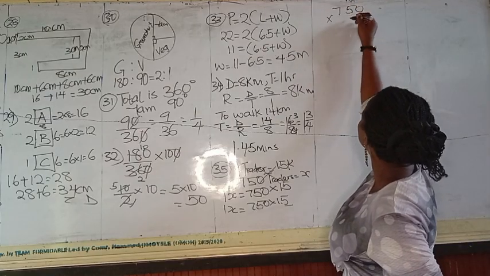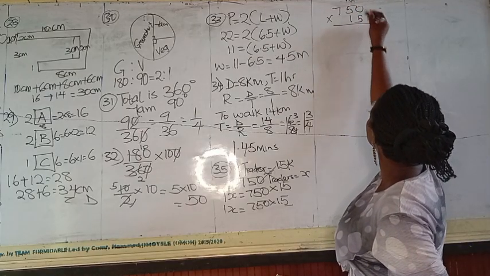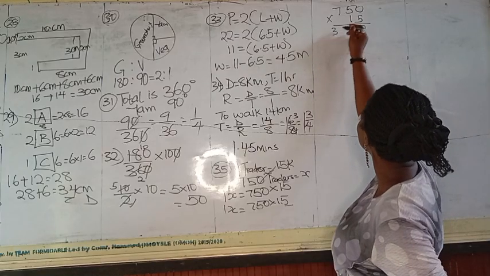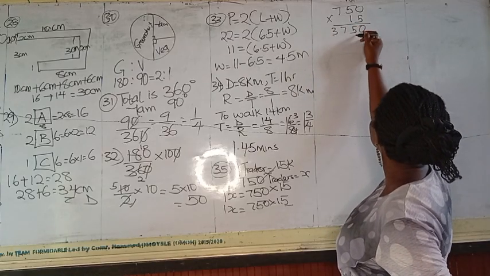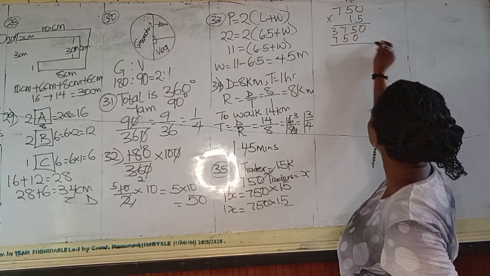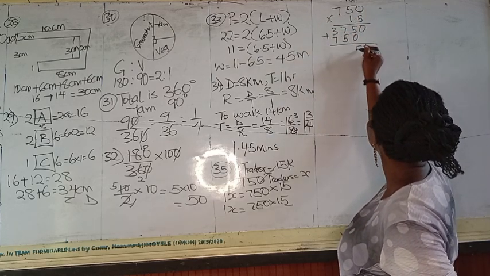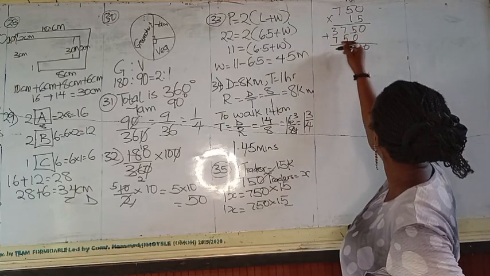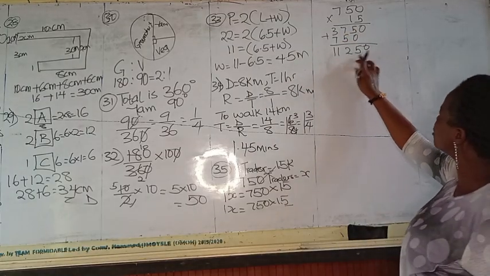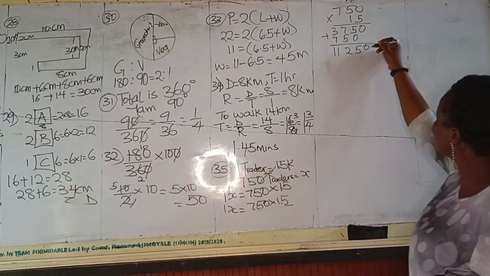750 times 15. This is 0, this is 25. We are holding to 35, 36, 37. This is 0, this is 5, and this is 7. So we are adding it together. This is 12, we are holding 1. So we are having 11,250, but it is in kobo.